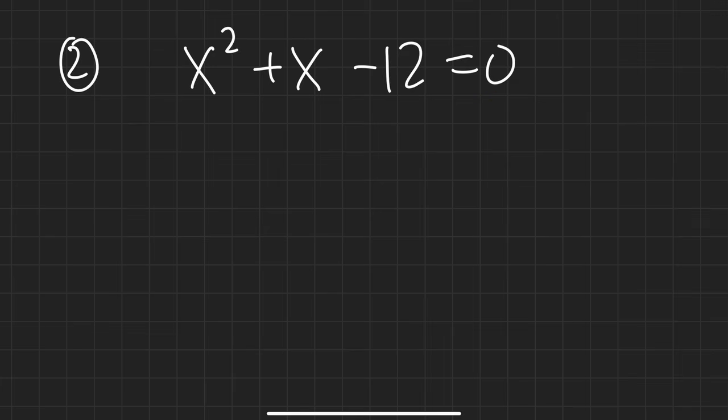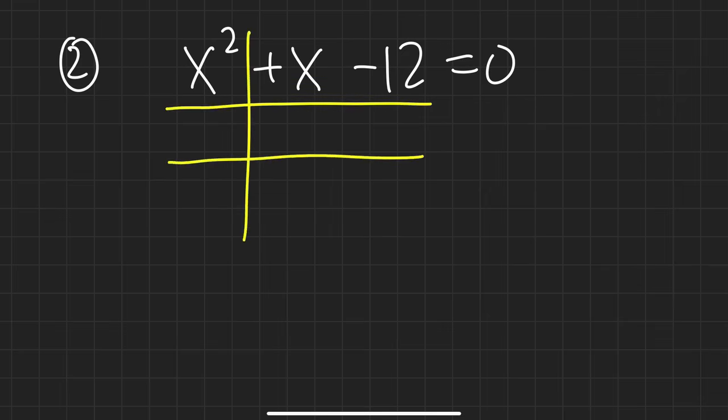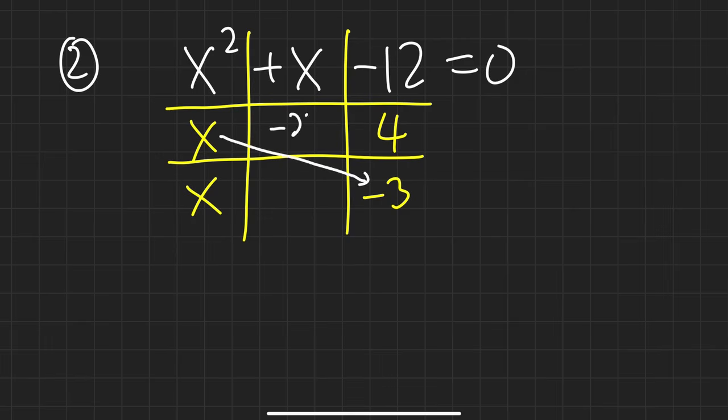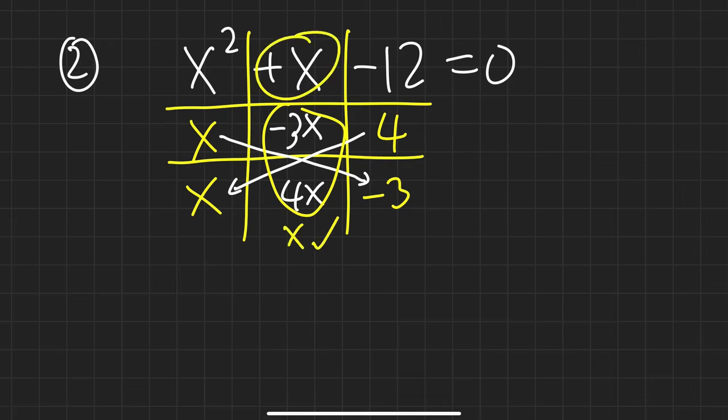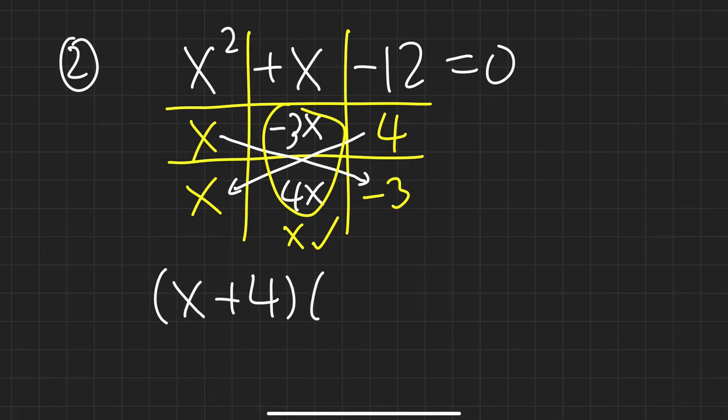We have this equal to 0 already. So do the tic-tac-toe like earlier. We need x times x to get x squared. Now to get negative 12, what do we need? If you say 4 and negative 3, then you are correct. We see x times negative 3 is negative 3x, and then 4 times x is 4x. So together, we do end up with positive x, and that's exactly what we want right here. So the factors are x plus 4 times x minus 3, and that's equal to 0.